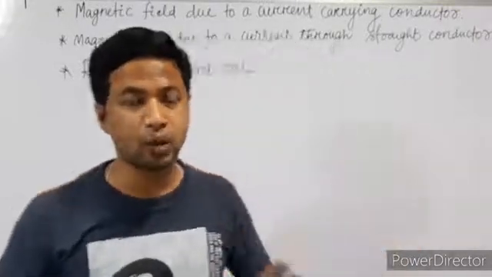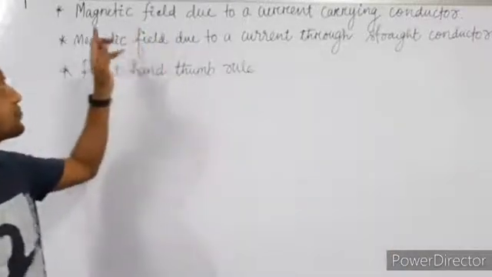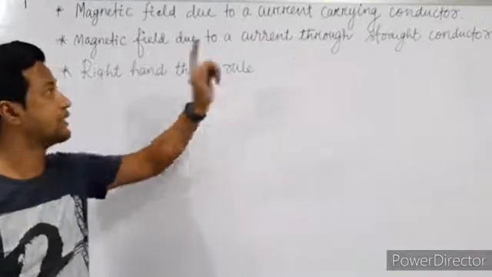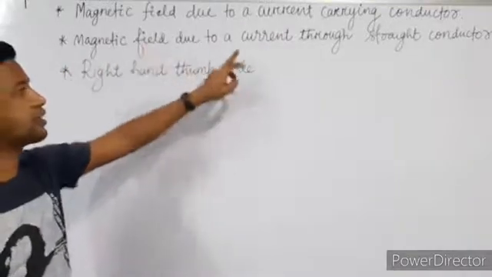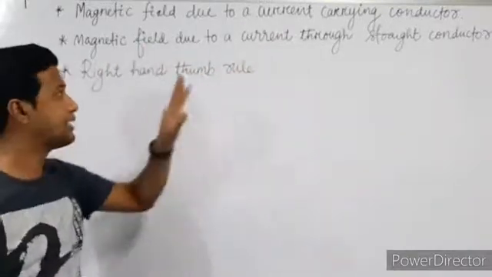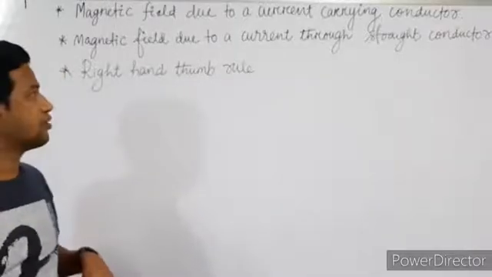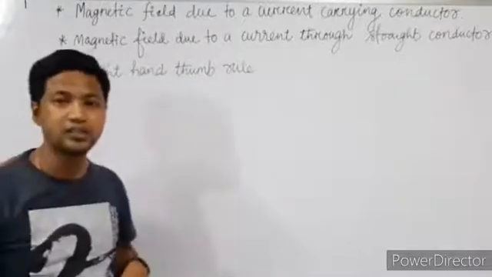The topics are, first one is magnetic field due to current carrying conductor. Second is magnetic field due to a current through a spring conductor. Then we'll go for our right hand thumb rule. So let's start the video.